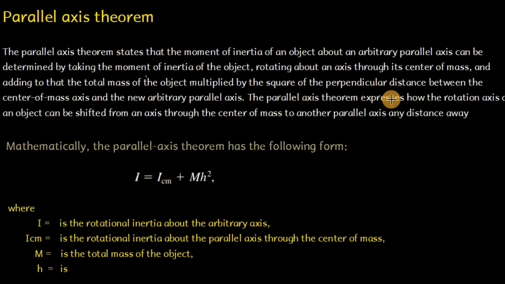The parallel axis theorem expresses how the rotation axis of an object can be shifted from an axis through the center of mass to another parallel axis any distance away. Mathematically, the parallel axis theorem is this one, where I is the rotational inertia about the arbitrary axis, ICM is the rotational inertia about the parallel axis through the center of mass, m is the total mass of the object, and h is the perpendicular distance between the arbitrary axis and the center of mass axis.